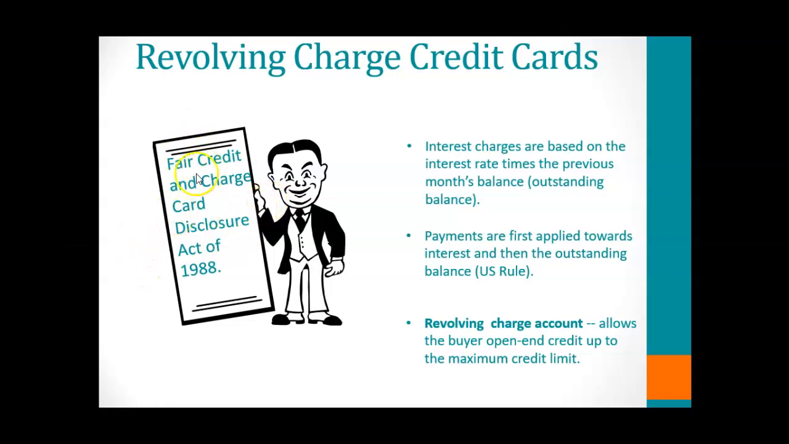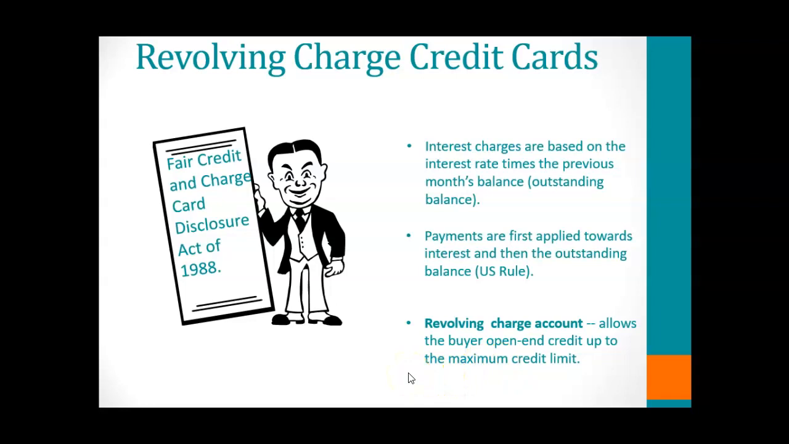Now, with credit cards, there's the Fair Credit and Charge Card Disclosure Act of 1988, which means that the credit card company must tell you the annual percentage rate that you're paying on the credit card. The interest charges on your credit card are based on the interest rate times the previous month's balance, meaning that if there's an outstanding balance from the previous billing cycle, you must pay interest on that previous or outstanding balance.